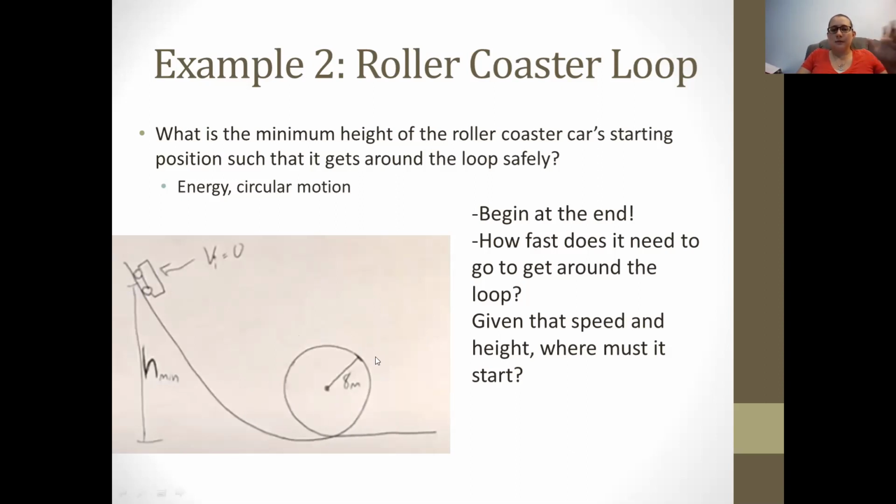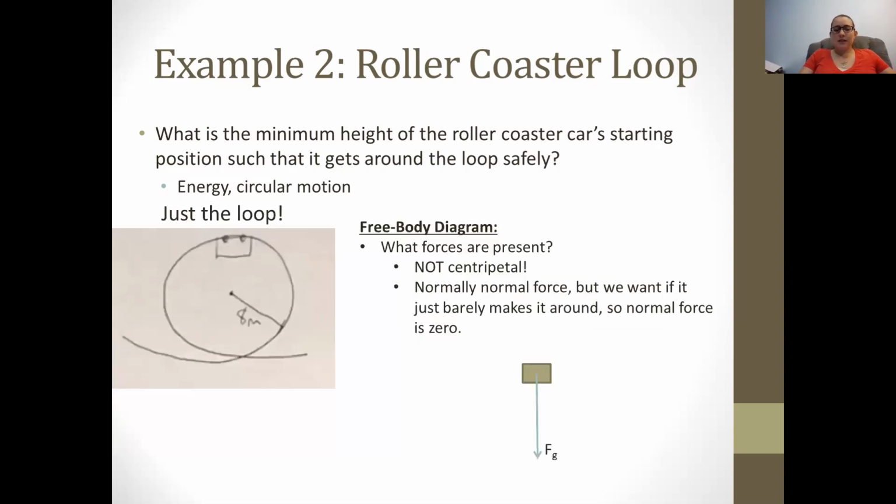So again, we're going to begin at the end because we don't know that initial height, but we do know more information about the end. So we need to know how fast it needs to be going to just barely get around the loop. And then given that speed, where does it have to start to have that speed as it starts the loop? Okay. So let's look at just this loop here and think about what forces are present.